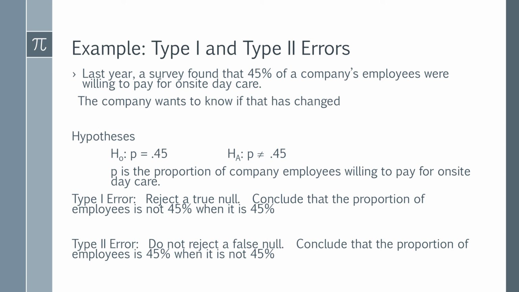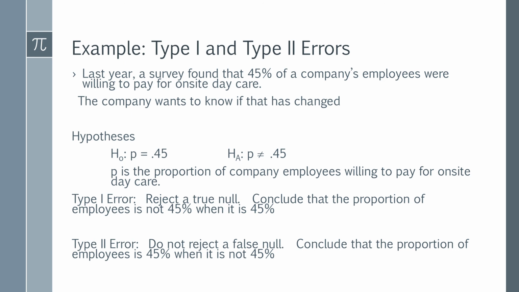Our alternative hypothesis: p is not equal to 0.45. The reason that we used a not equal to is because the company's question is, did that number change? They just want to know if the new number is different than 45%. They're not asking if it's specifically decreased or increased. They're just asking, is it different? So that's going to give us a not equal to, which would be a two-tailed test. p is the proportion of company employees willing to pay for on-site daycare.